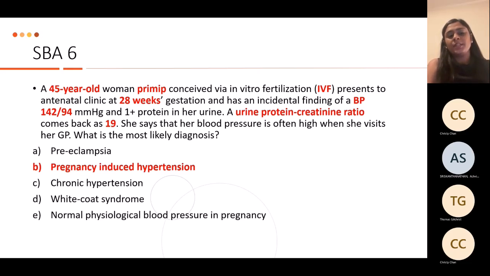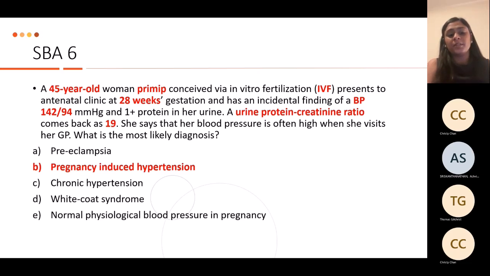One plus of protein can be significant, but actually is only significant for preeclampsia if the urine protein creatinine ratio is actually more than 30. And in this case, it's 19. It's likely that she may end up developing preeclampsia later on in her pregnancy, but currently she would not qualify as saying that she's got preeclampsia.